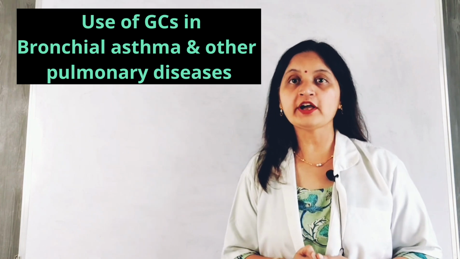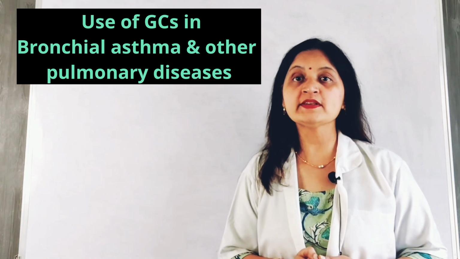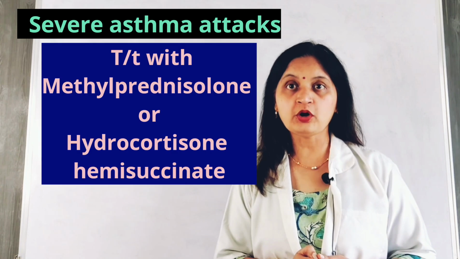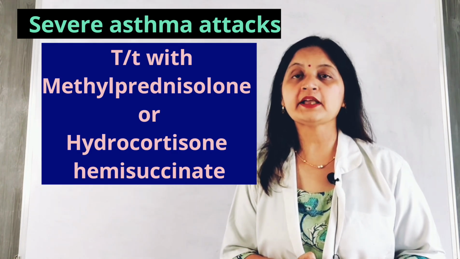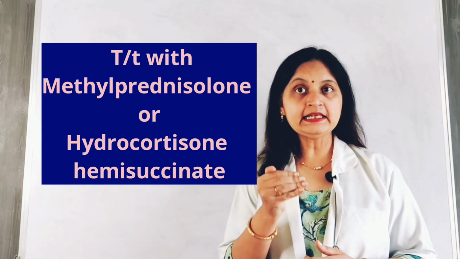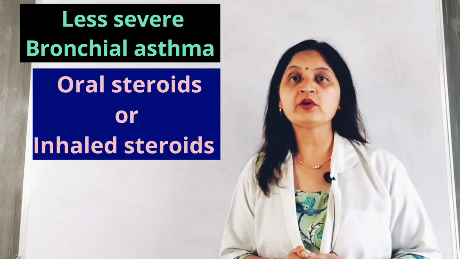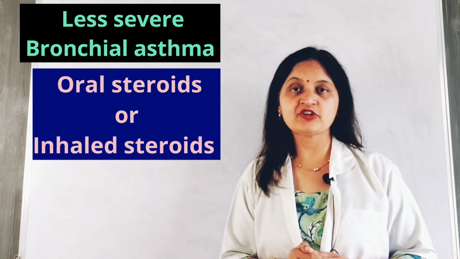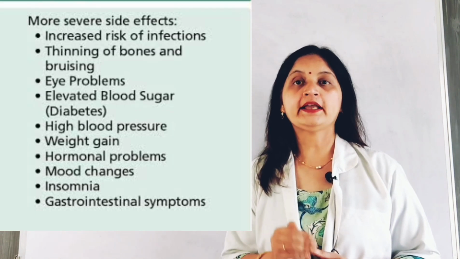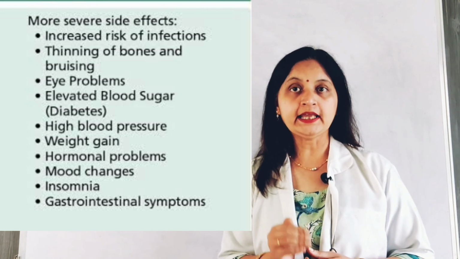Next is the use of glucocorticoids in bronchial asthma and other pulmonary conditions. In bronchial asthma, in patients with severe asthmatic attacks requiring hospitalization, high dose of parenteral glucocorticoids are used, and the glucocorticoids that are preferred are hydrocortisone hemisuccinate and methylprednisolone. In less severe condition, oral steroids can be used, but long-term use of oral steroids can increase the risk of side effects such as hypertension, diabetes mellitus, osteoporosis, psychosis, and other side effects. Therefore, oral steroids have largely been replaced by inhaled steroids.